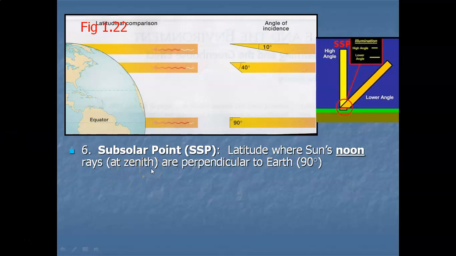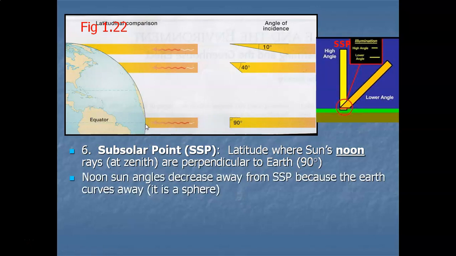So we know the sun rises in the morning, and it gets higher and higher in the sky, and it reaches its highest point, its zenith, at noon. Now, the thing is that because the Earth is a sphere and it curves, the sun at noon cannot receive the same intensity of the sun's rays. The noon sun angles are always going to decrease away from where the subsolar point is, because the Earth curves away.